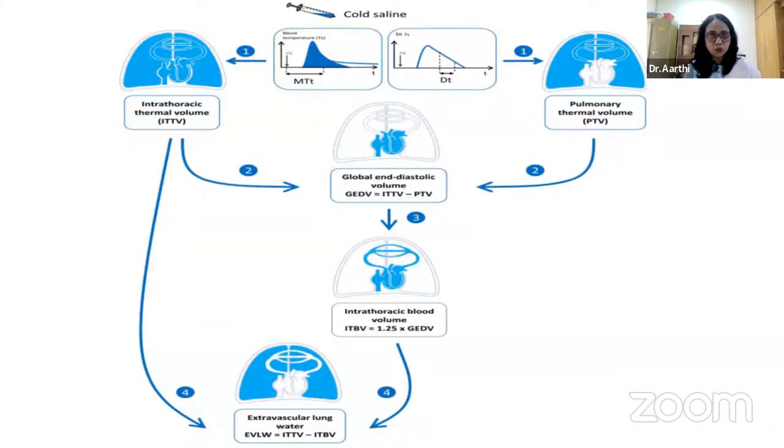So global end diastolic volume is the volume of the blood remaining in the heart at the end of the diastole, which predicts the preload. So from there, one can calculate the intrathoracic blood volume. So once the intrathoracic blood volume is identified, extravascular lung volume can be calculated and derived from the above parameters. This extravascular lung volume is the volume present in the lung in the pulmonary interstitium or alveoli, which predicts whether the individual will be more prone to pulmonary edema.